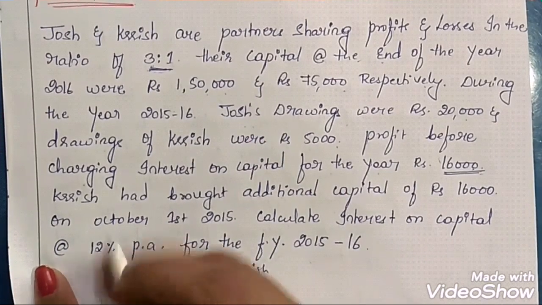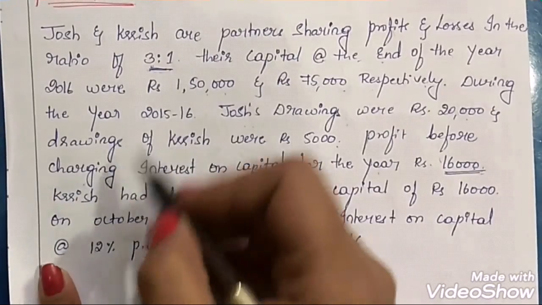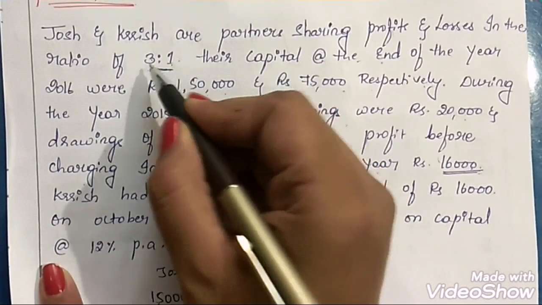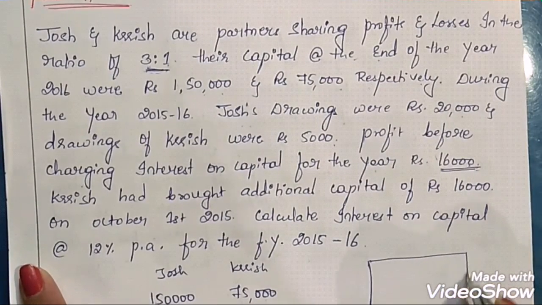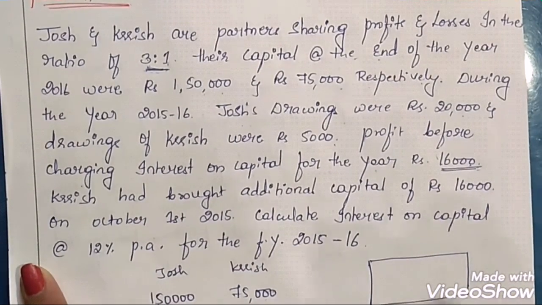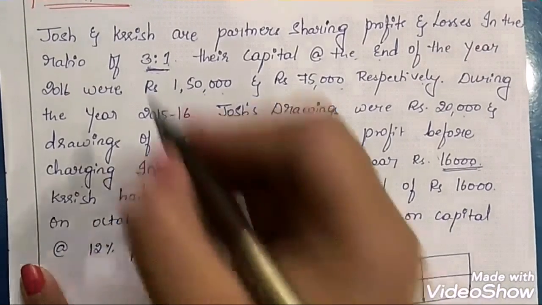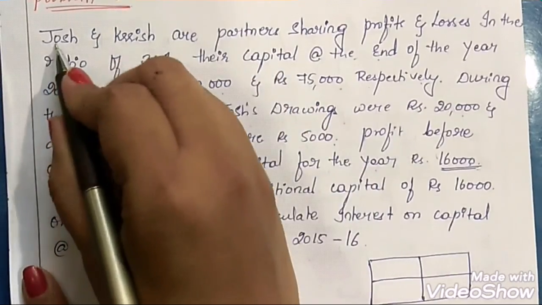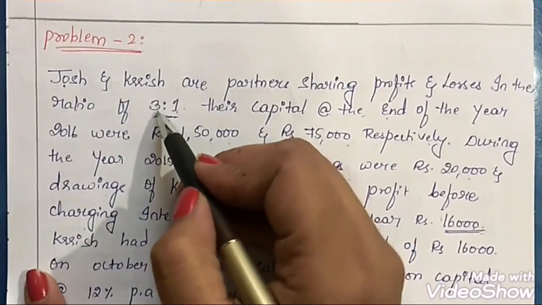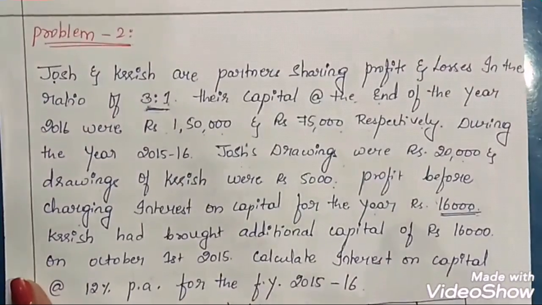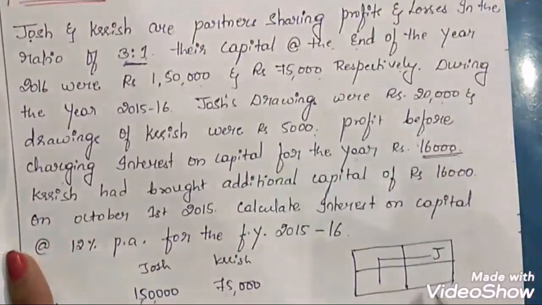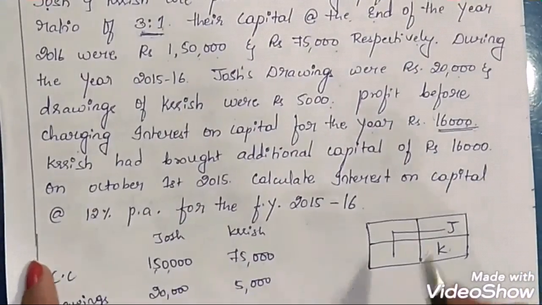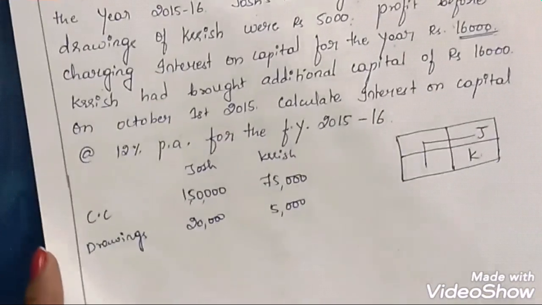So in case you don't know, have a look here. 3 plus 1 is 4, right? So if our capital is divided into 4 parts, 3 parts belong to Josh because the profit sharing ratio of Josh is 3, and 1 part belongs to Krish, right? Now how will we divide this profit according to the ratio?